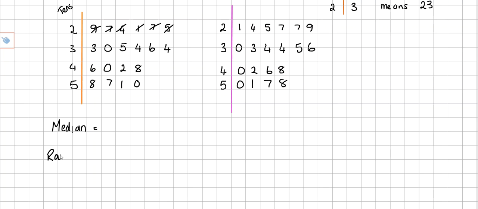Well, I'll tell you what, let's do the range then. We can find the range. What's the range? The max minus the min. So in this case, 58 minus 21. Okay, good. So we've got 58 minus 21, which equals 37.